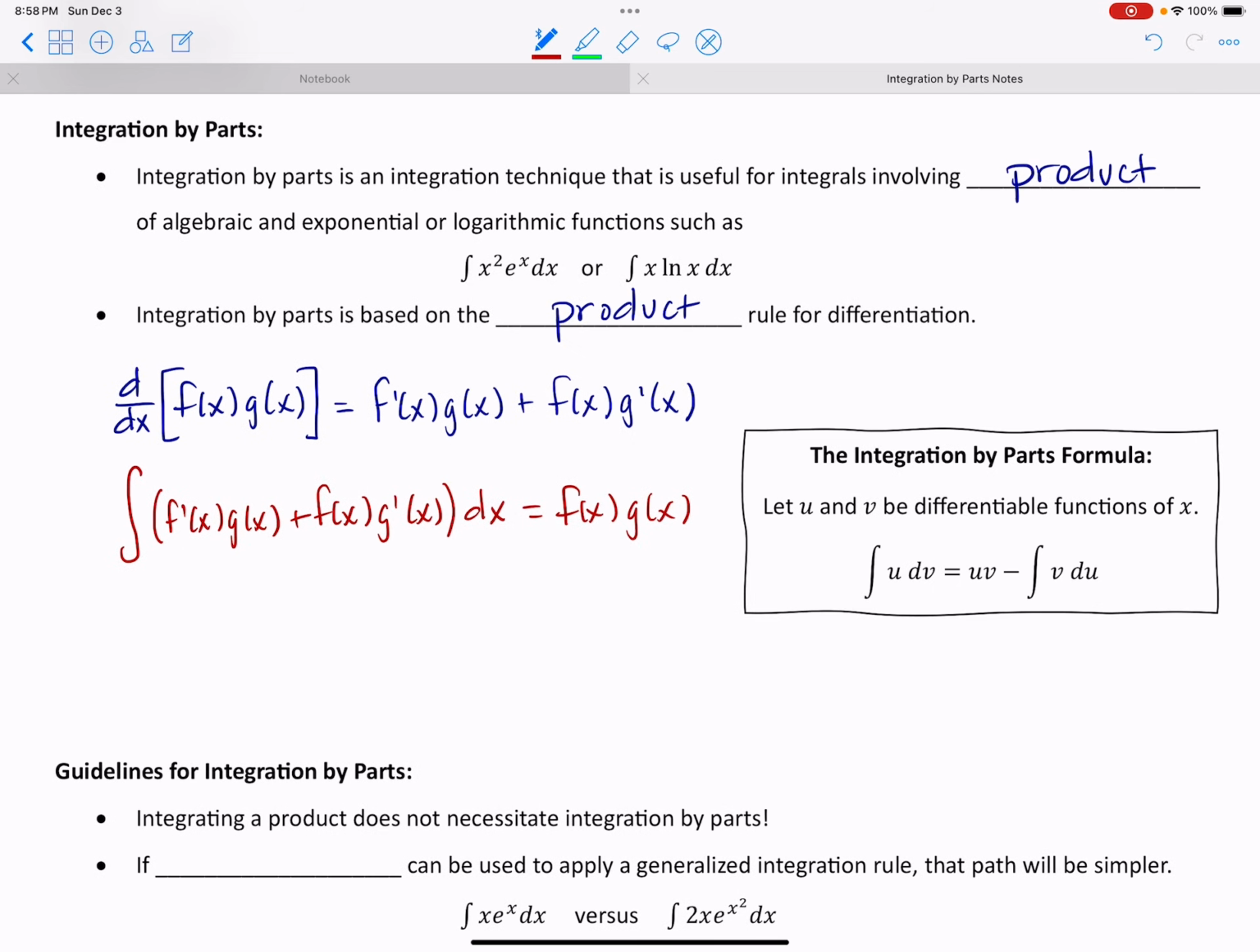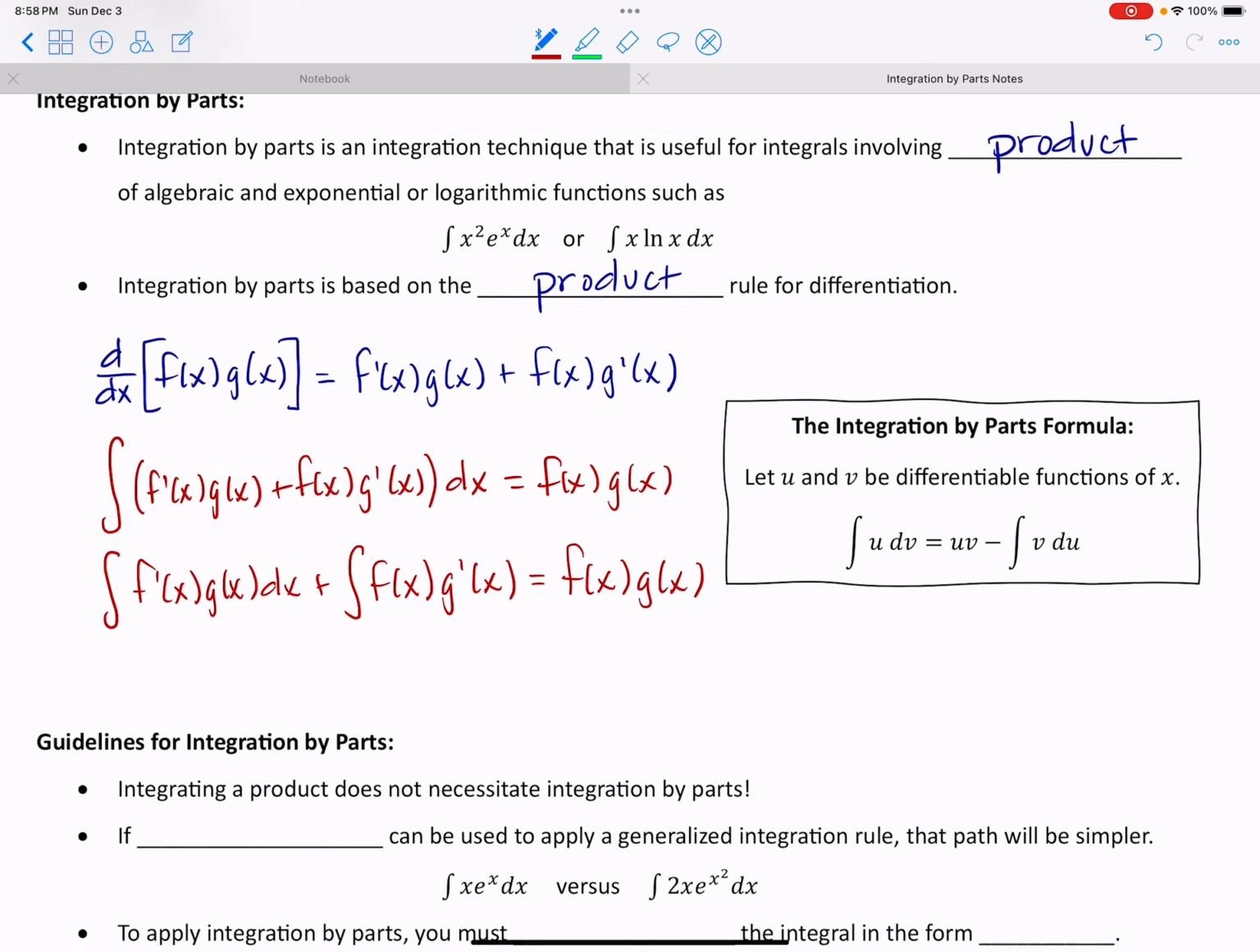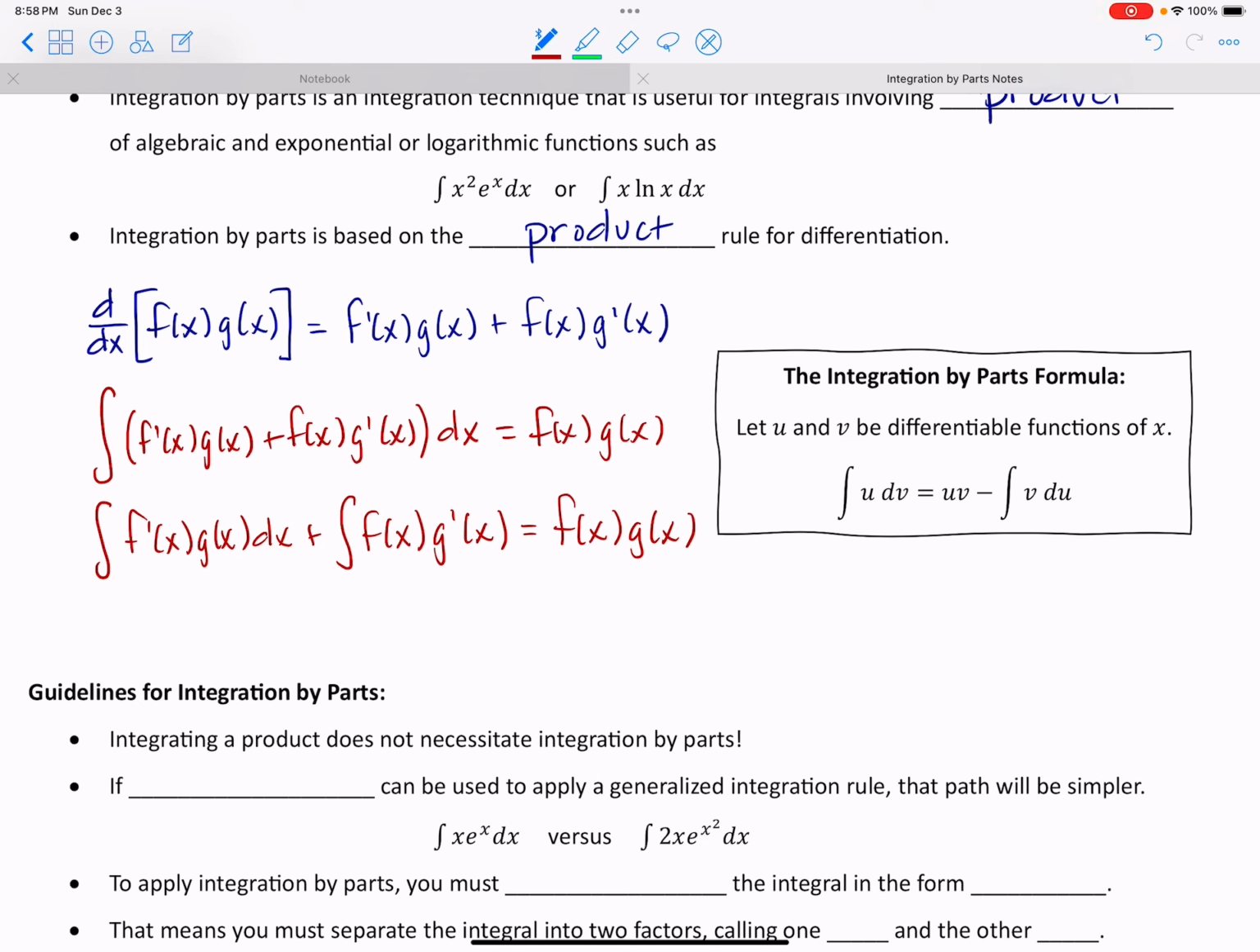Now I know as an integration rule that if I have the sum of two functions here, I can split this up into two separate integrals. So this would be equivalent to the integral of f prime of x g of x plus the integral of f of x g prime of x, and again still equal to f of x g of x. And then this is just an equation. If I want to manipulate this equation, I could take this term and move it to the other side by subtracting it, and that's what I'm going to do in my next step.